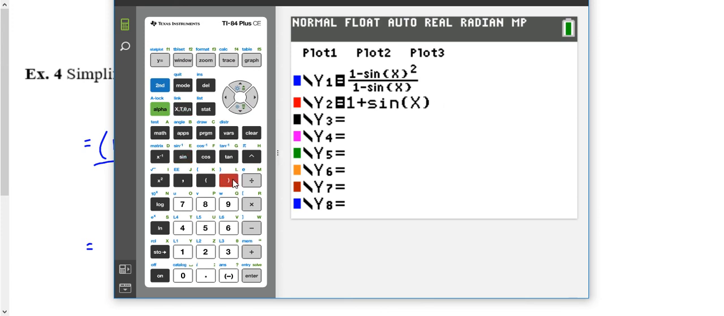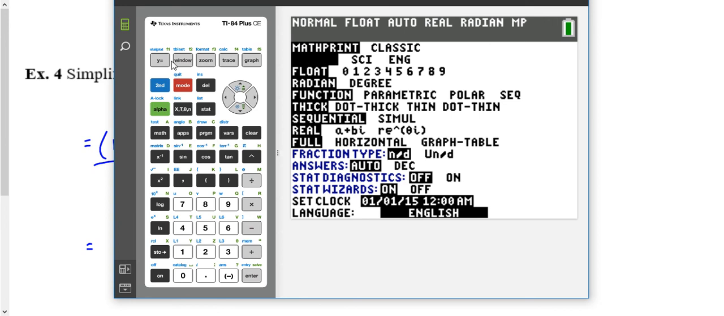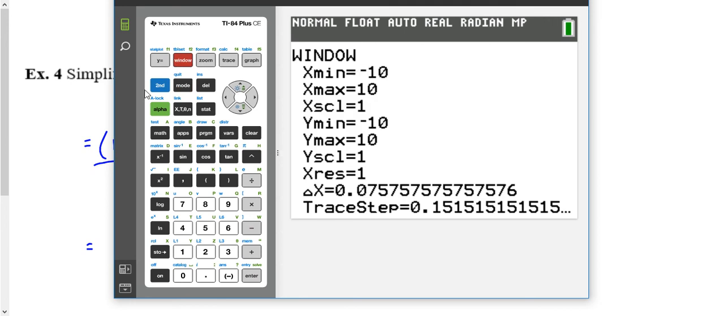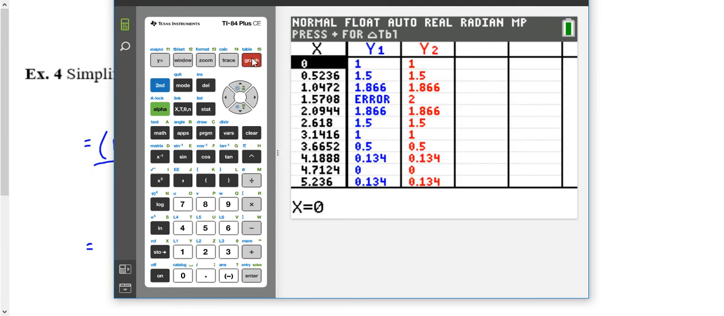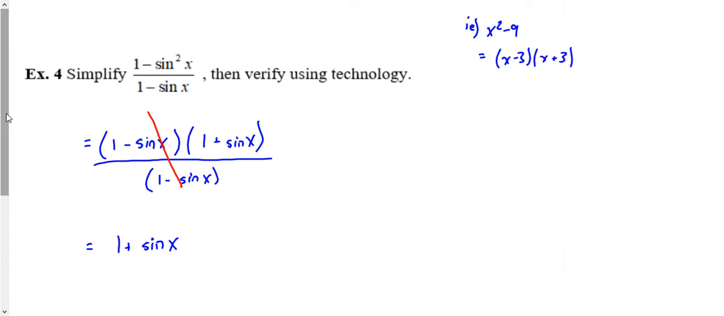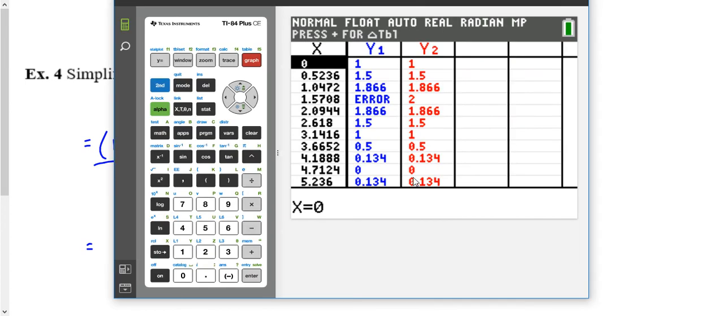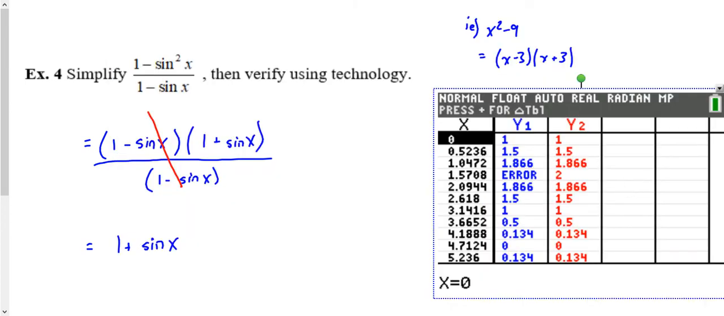And again, what we're hoping is that once we graph this, these two will overlap. Again, I'm going to show you my mode setting. I'm in radian. My window setting is a standard 10 by 10. I'm going to go second graph, take a look at my table values. Yep, we definitely have some values matching up. We have an error right here, and most likely, again, why do we have an error there? That's going to be our non-permissible value. But all the other y values between our two graphs do match up, so we have overlap. And I will leave this on the screen to show you that we have overlap.